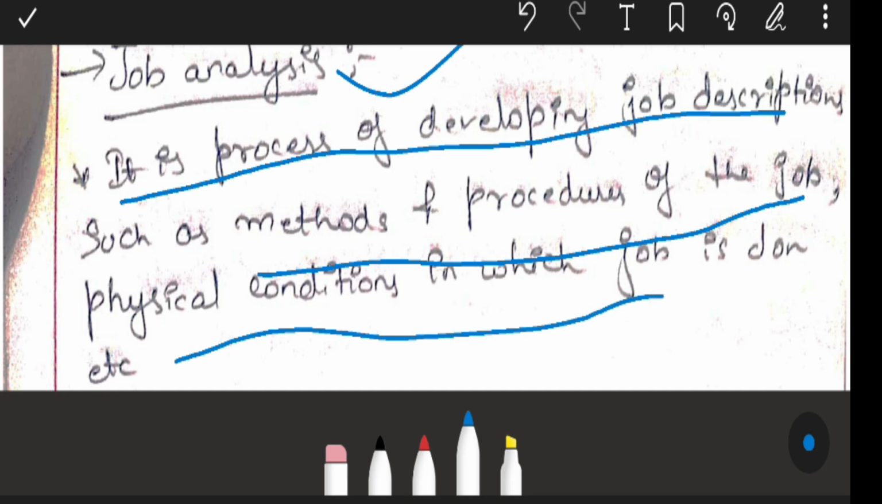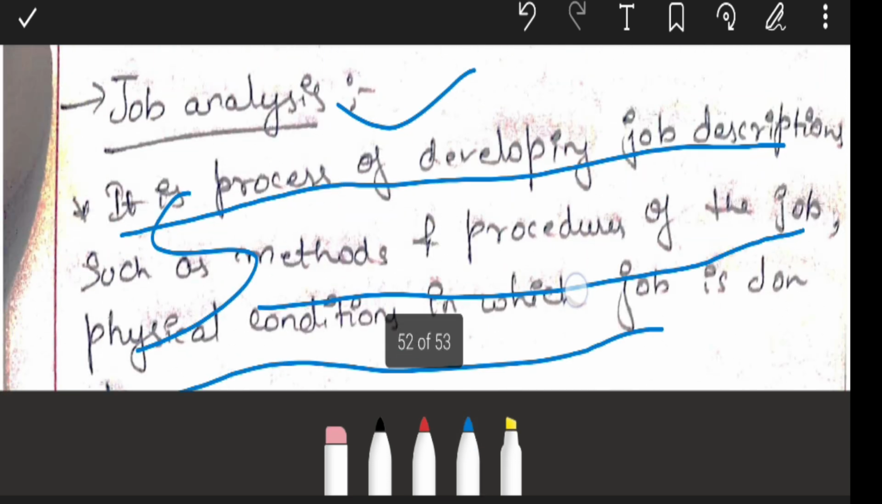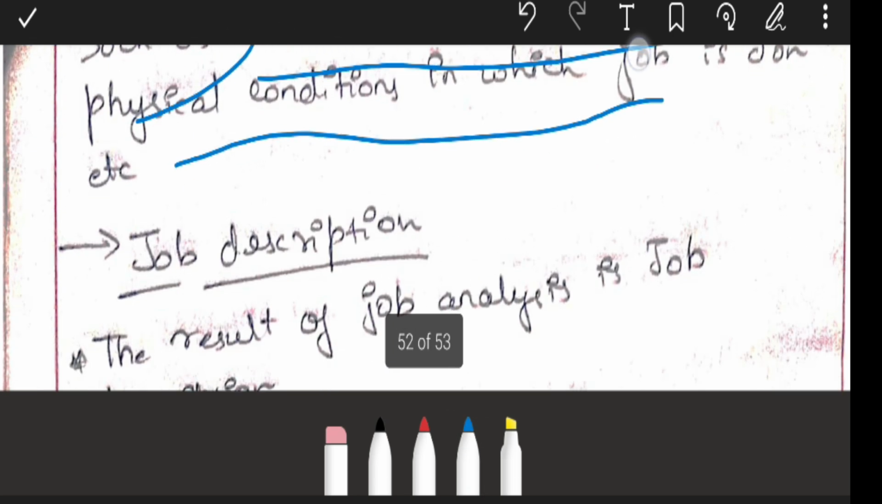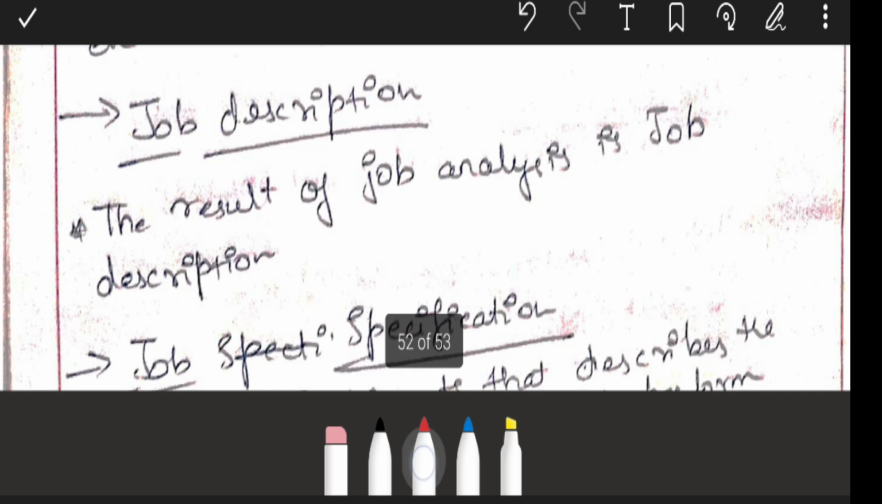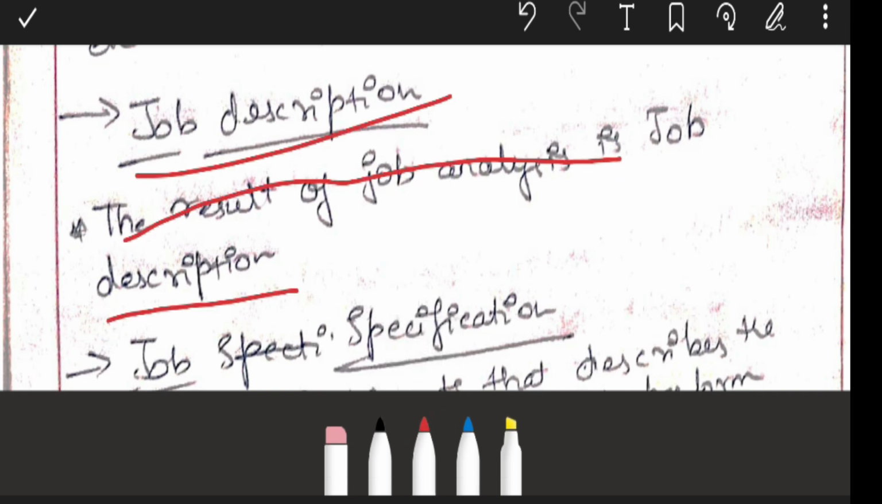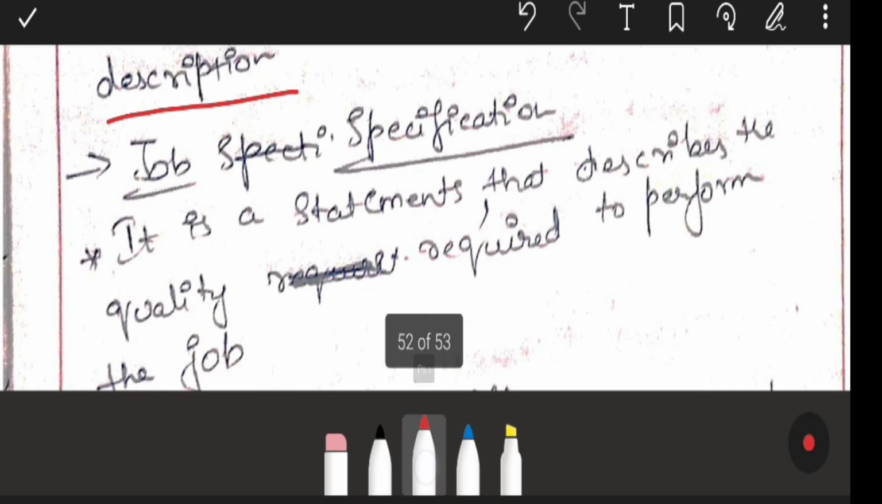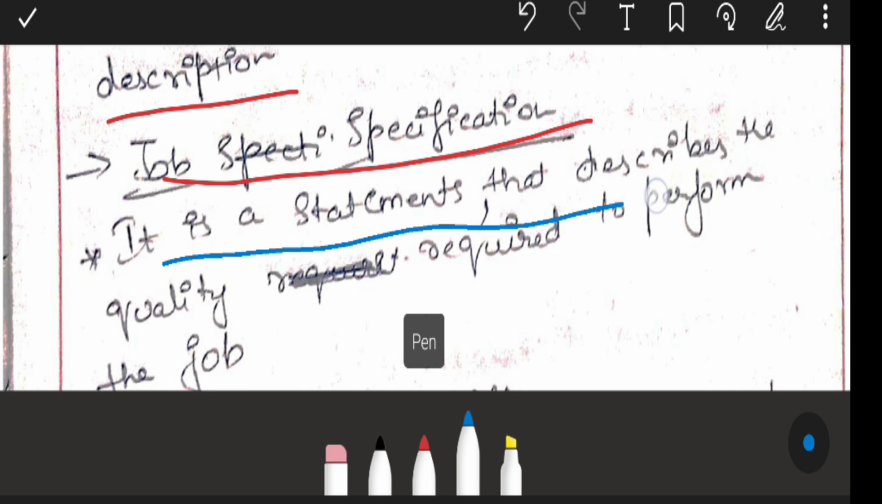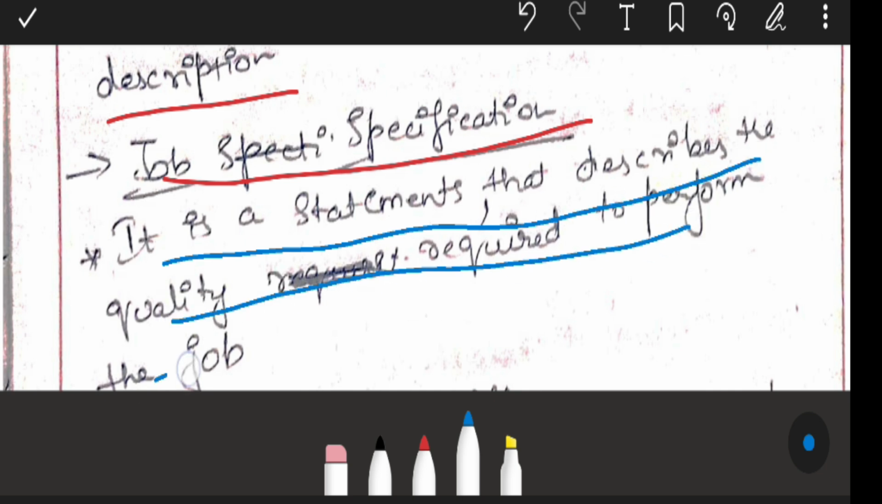Like if you are working in the steel industry, what are the physical conditions? Are you safe working in those conditions or not? This must be involved in job analysis. Job description: the result of job analysis is the job description. Job specification is a statement that describes the qualities required to perform a job.